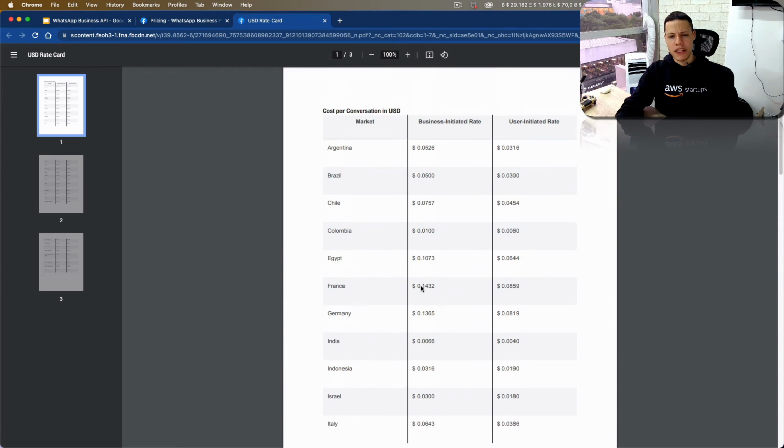So for example, let's say that I'm sending messages to Mexico, and if I take, for example, this price, and by the way, you see that they have business initiated rates and user initiated rates. So if you were the one who initiated the conversation, in this case by you I'm referring to your business, then this is the price. But if the user initiated the conversation, then you see that there is another price.